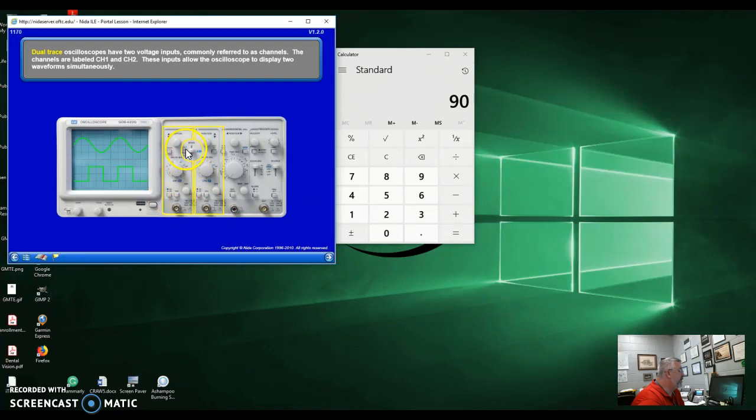We can display either channel 1 or channel 2. We can do both, or we can do an add feature. We'll talk about that a little bit later. But we can see both waveforms simultaneously.